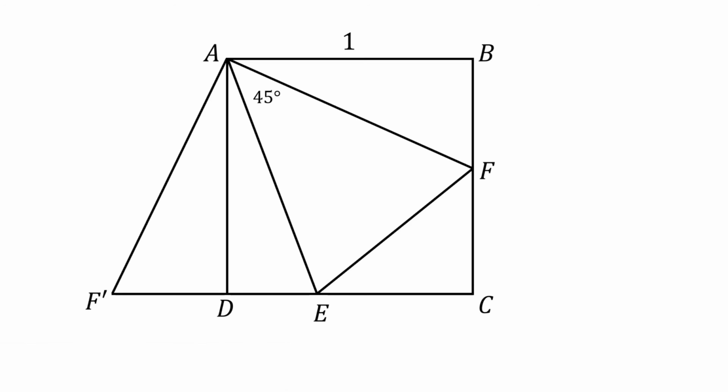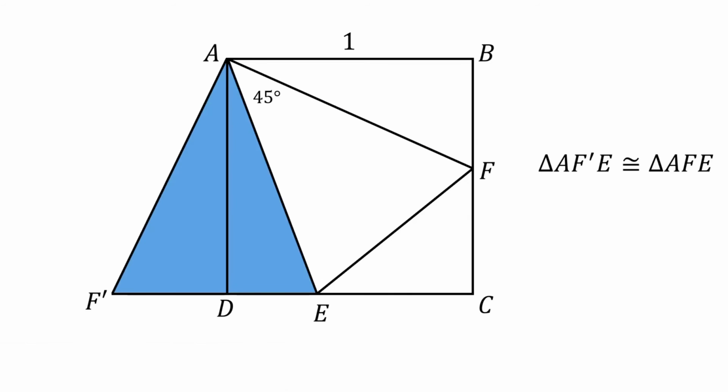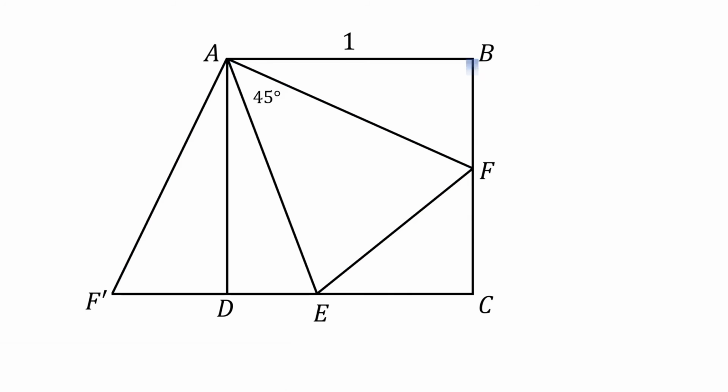Construct triangle AF prime D. Recall that triangle AF prime E is congruent to triangle AFE. Let's label some lengths. First, suppose that BF has a length equal to x. This means DF prime also has a length equal to x. Now FC must have a length equal to 1 minus x because the entire side BC has a length equal to 1. Next, suppose that DE has a length equal to y. We must have that F prime E, which has a length of x plus y, will have the same length as EF. Therefore, EF has a length equal to x plus y.